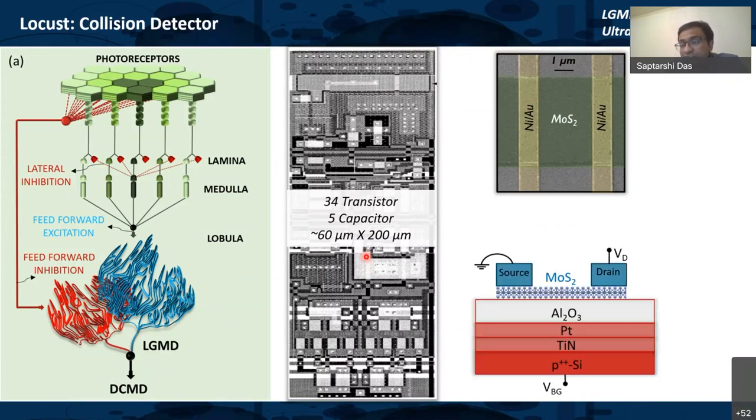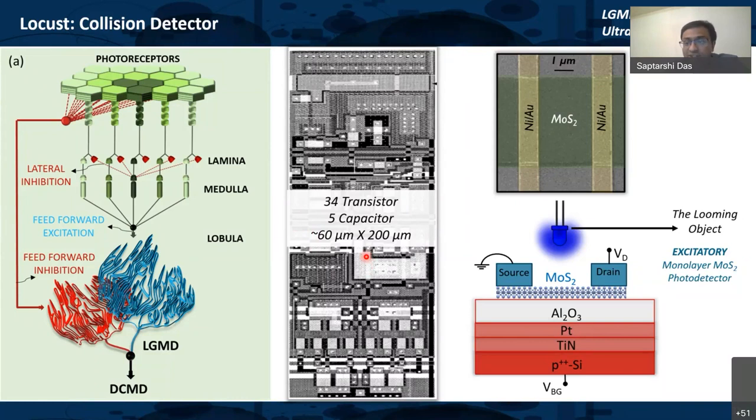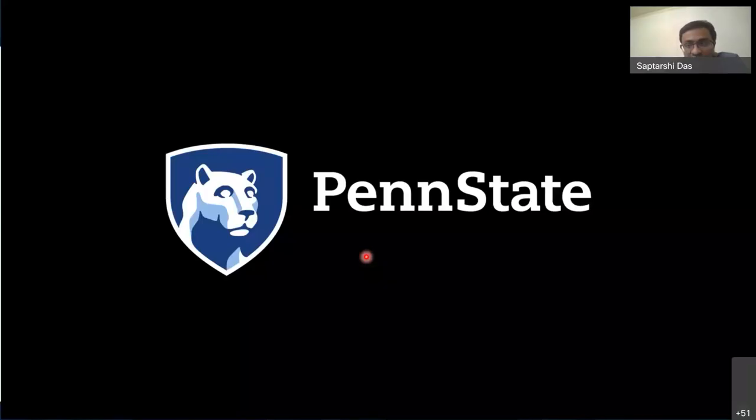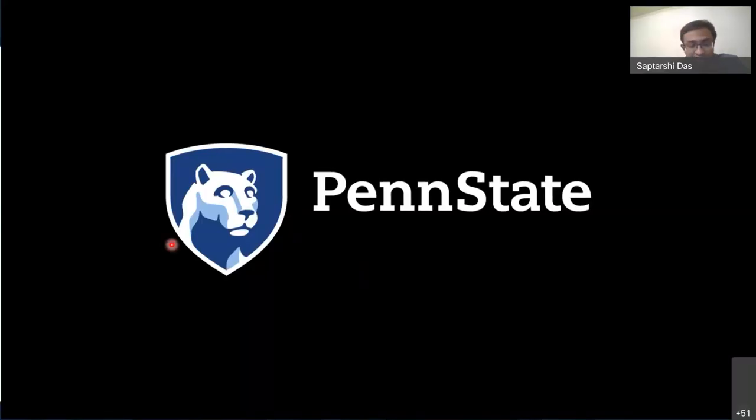So we use the monolayer MoS2 and a looming object to create an excitatory photoresponse in the device, as I have already shown that the MoS2 is photoresponsive. At the same time, we use the non-volatile programmability of the back gate, or the gate oxide, in order to create an inhibitory response.